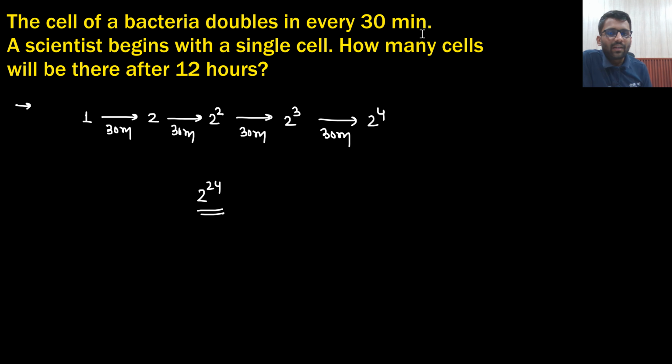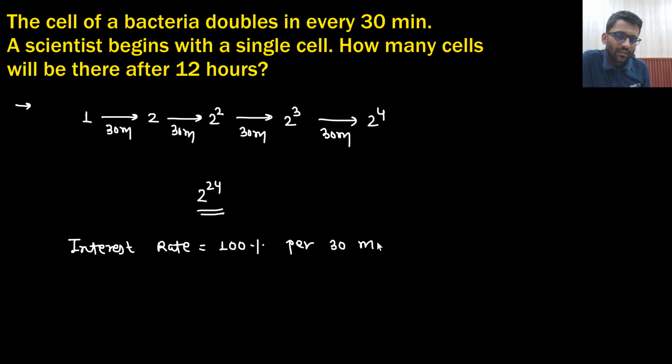Or you can say it doubles in every 30 minutes. What do you understand by that? What is the interest rate if it is doubling every 30 minutes? 100%. Say yes or no. The interest rate is 100%, because it is doubling in every 30 minutes. Interest rate is 100% per 30 minutes.